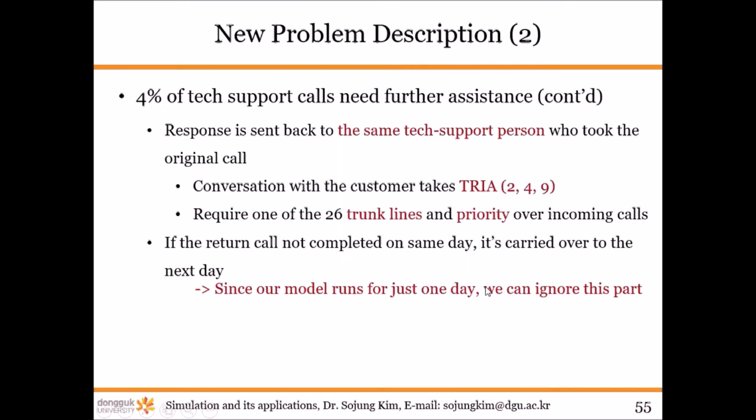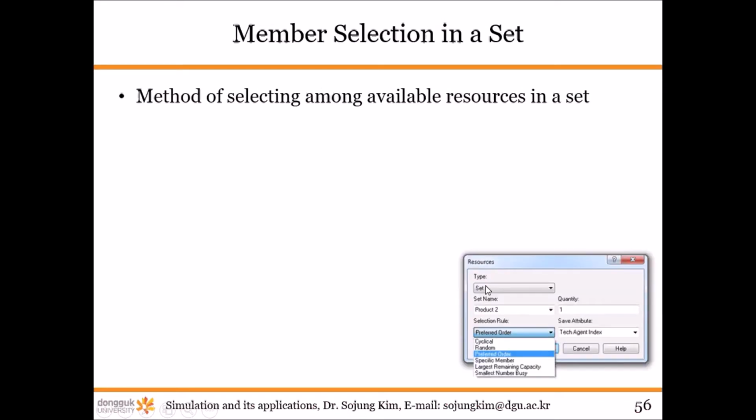All right, so in order to consider this requirement, you need to think about using member selection in a set. So here is a method of selecting among available resources in a set. So you can see this. In order to select the member of the resource in the resource set, you have 5 or 6 options.